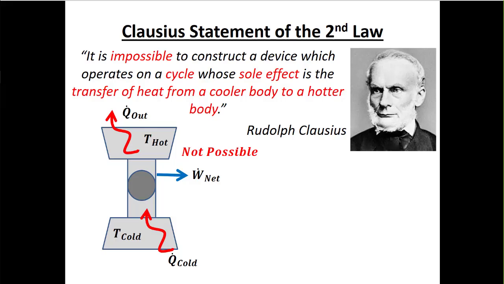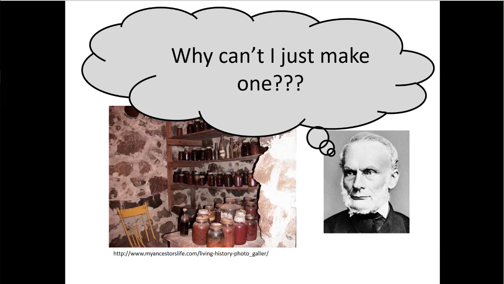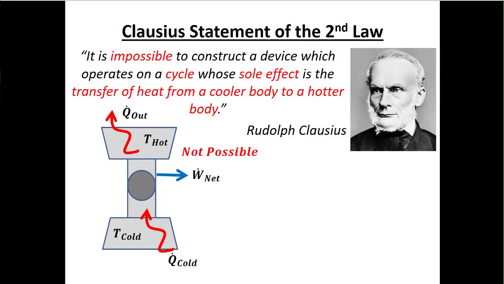Because what the universe tries to do is take a cold space and equalize it, because heat is going to flood into that cold place from places with higher temperatures. So then Clausius looked at the second law and he said, well, it's impossible to construct this device which operates on a cycle whose sole effect is to transfer heat from a cooler body to a hotter body.